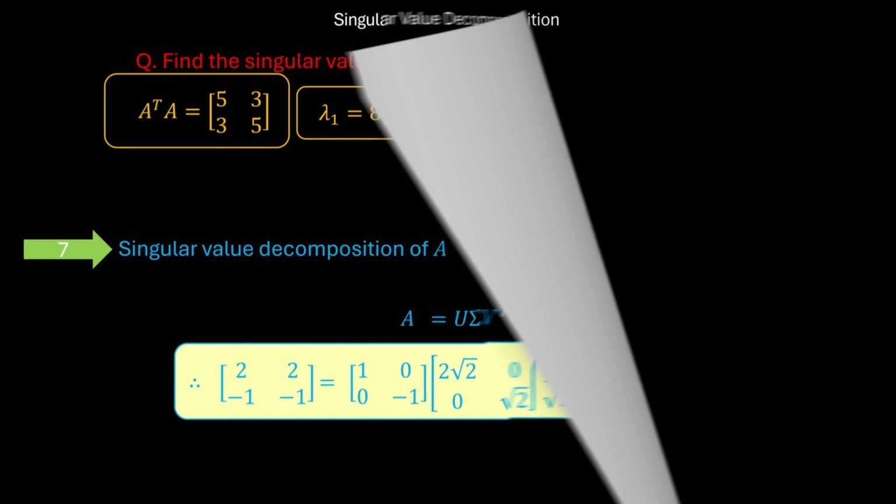Now it's your turn. Try finding the singular value decomposition for A 1, 2, 1, 2 and comment your answer below.